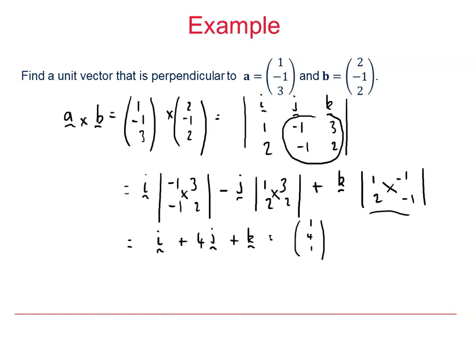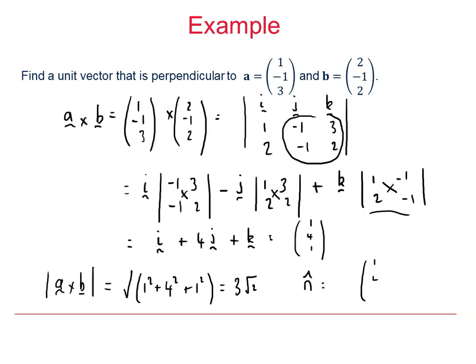So we now need the length of a cross b, or mod a cross b, which by Pythagoras' theorem will be equal to the square root of 1 squared plus 4 squared plus 1 squared, which is root 18, or 3 root 2. And therefore n hat, the unit vector, will be equal to the cross product 1, 4, 1 divided by that length, so 1 over 3 root 2.